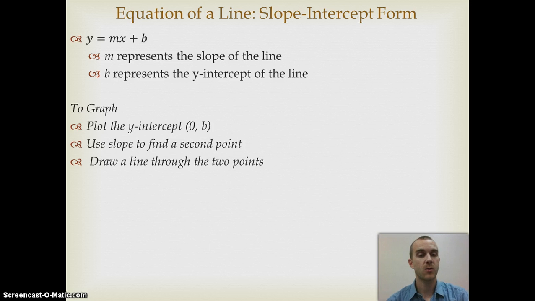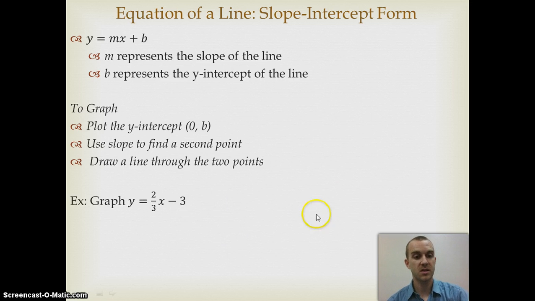Now, one way that I can write my equations is using the slope-intercept form. Y equals mx plus b. M is the slope. B represents our y-intercept. Where does the graph hit the y-axis? So our y-intercept is always 0, comma, whatever that value is. So we can plot that point, use the slope, and then draw a line through the 2 points we have.